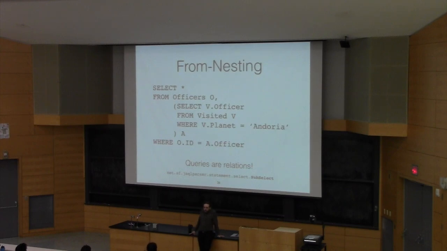Now the last type of nesting, and this one differs a little bit, is nesting in the from clause. So you can take a select query and you can basically stick it in the source list. Queries produce relations. The output of a query is just another relation. So there's no reason you can't do this. The main key feature of this is that you need to give the query an alias. Because there's no default, I can't call that officers who have visited Andoria because the database system isn't smart enough to figure that out. I have to give an explicit label to refer to. And this corresponds to a class called subselect.